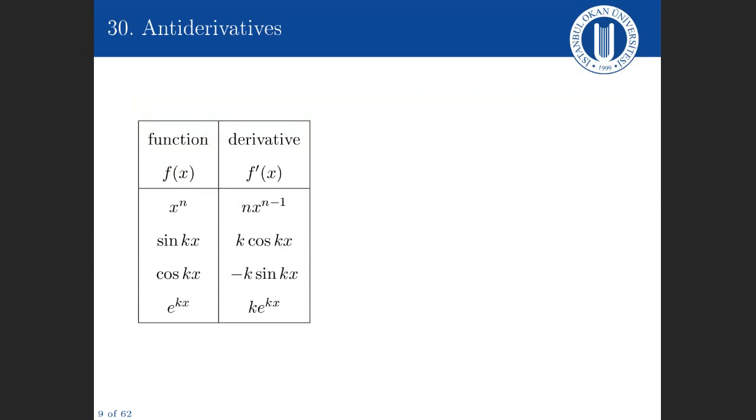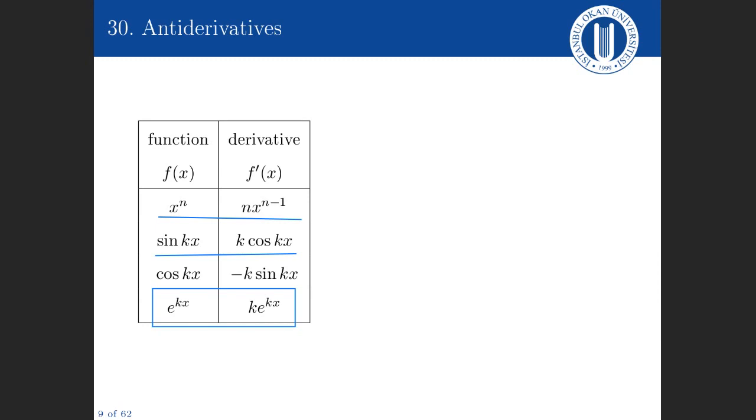We'll run through the derivatives of some simple functions, and then I'll go through the antiderivatives of some easy functions. First of all, we know that the derivative of x to the power n is n x to the power n minus 1. We know that the derivative of sine kx is k cos kx. We know that the derivative of cos kx is minus k sine kx. And an example we haven't done in this course, but you may already know, the derivative of e to the power kx is k e to the power kx.